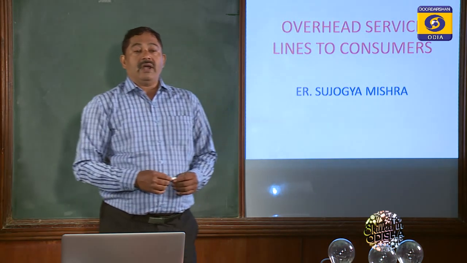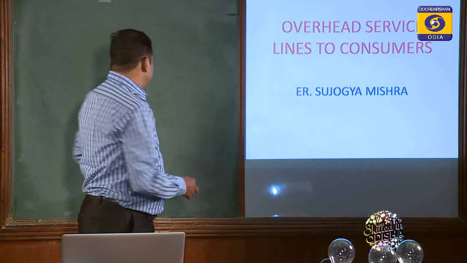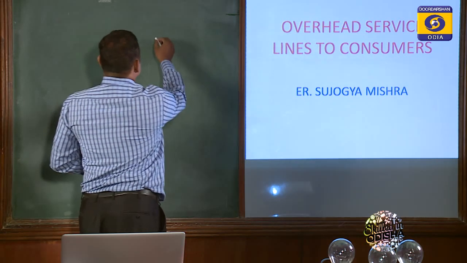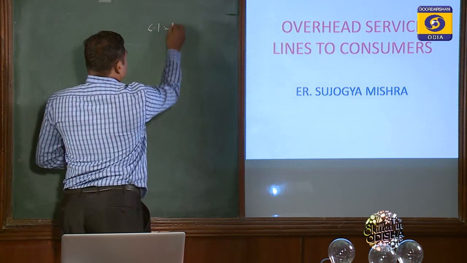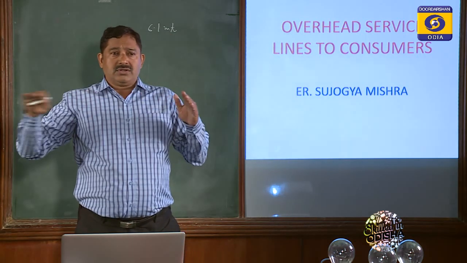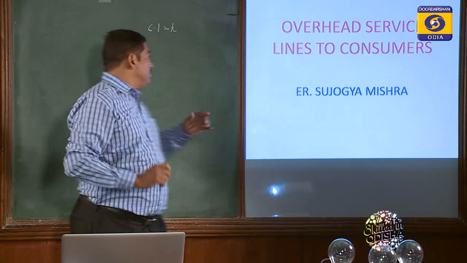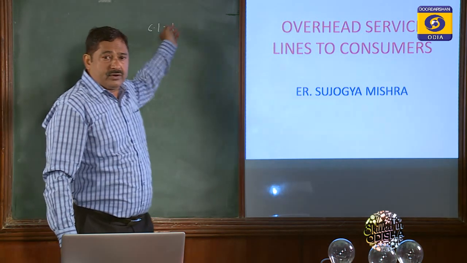First of all, I would like to tell you that the minimum ground clearance as per Indian Electricity Rules that we must adhere to is 6.1 meter. When we go across any overhead line across the road, the minimum is 6.1 meter, that is around 19 feet. We must adhere to this.